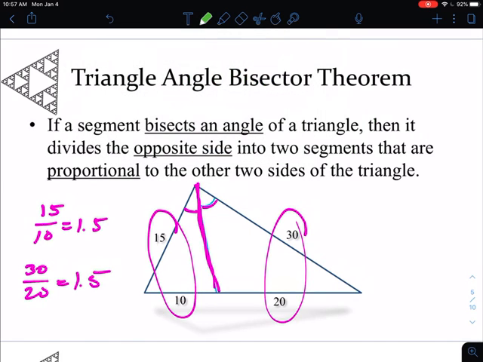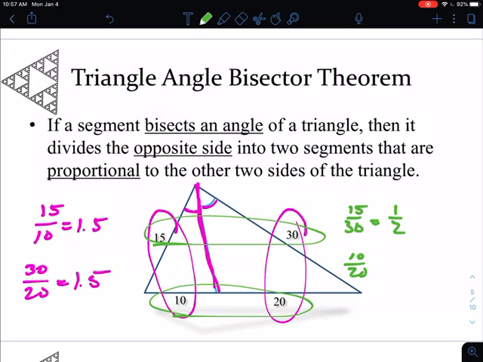And again, I could do it the other way, where we go left over right. So if you're a left over right person, that would be 15 over 30, which would be 1/2. And then it'd be 10 over 20, which again would be 1/2. So either way you work it out, it's going to be the same thing either way.